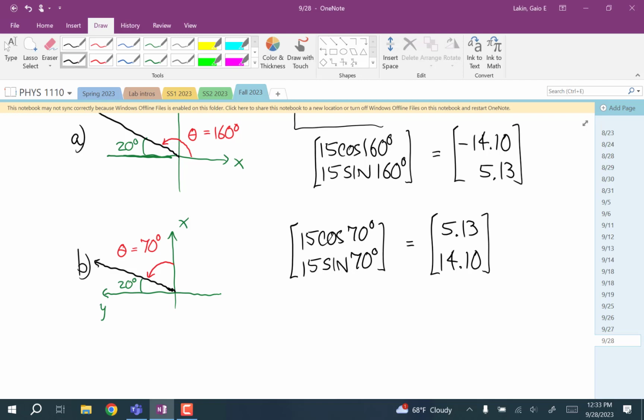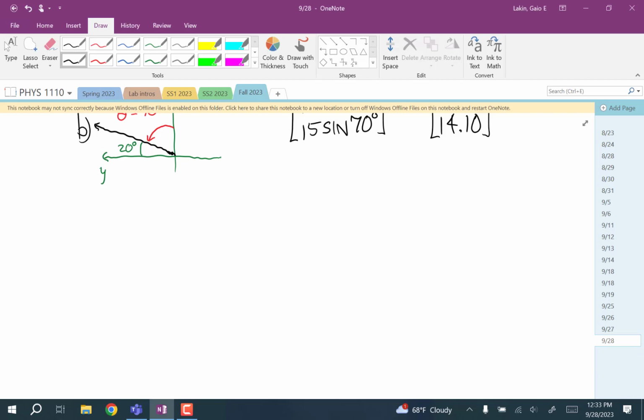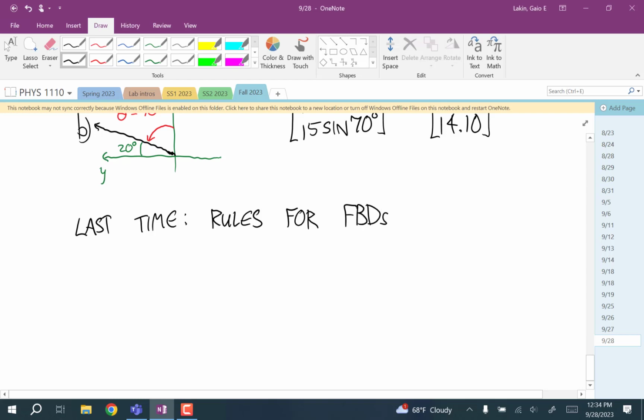Okay, so last time I talked about the rules for free body diagrams, right? And these free body diagrams are important. You have to use free body diagrams every time you use Newton's second law in this class, okay? It shows you what all the forces are, everything that goes on the left side of Newton's second law, and then all you have to worry about is the stuff on the right side, the acceleration and the mass.